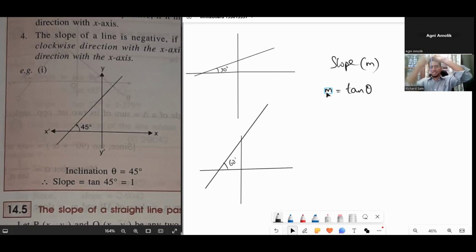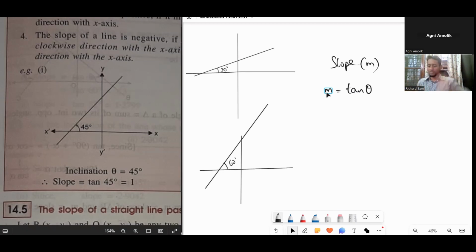And if the line is like this, what is the inclination? 90 degrees, and the slope is infinite. Because imagine there's a road like this. Can you drive on this road? No. So such a road has how much slope? Infinity.